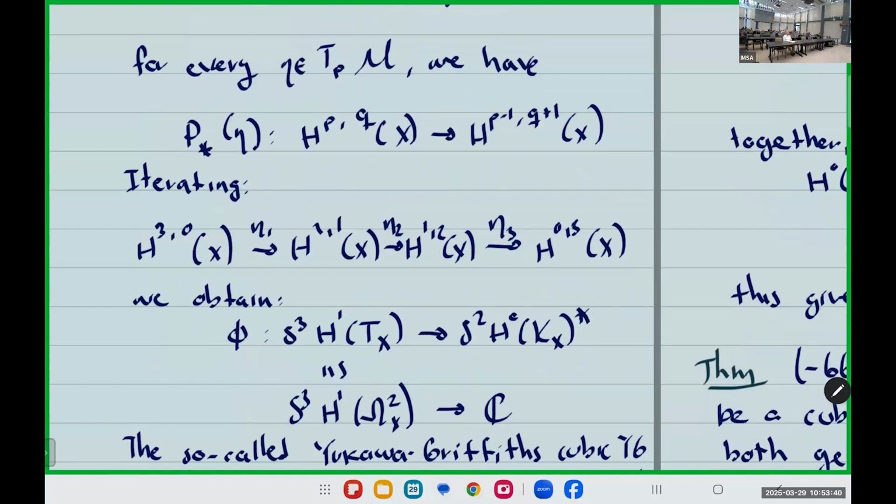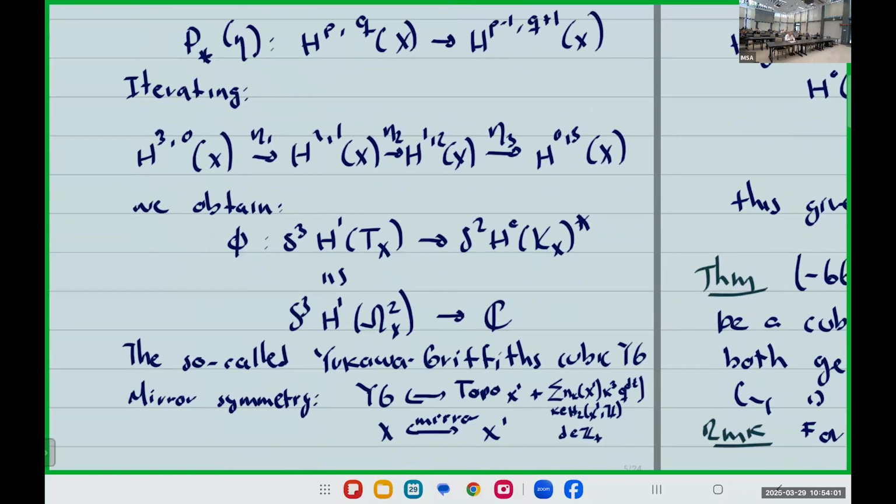So we will obtain a map from S^3 of H^1 of T_X to the symmetric second power of the dual of H^0 of K_X. But we are in the Calabi-Yau case, so this is going to be C, and we are obtaining a cubic form just by taking the iterations of the applications of the derivative of the period mapping. And this is the so-called Yukawa-Griffiths cubic, in the Calabi-Yau case.